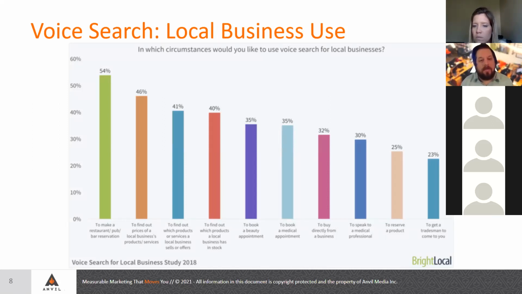Some of those top circumstances where somebody would use voice search to find a local business include making a reservation at a restaurant near them, finding the prices, availability, or even purchasing a product from a local business. Those are here around 46%, 41%, and 32% respectively. And then other ways people use their virtual assistants would be to book things like a beauty appointment, a medical appointment, or even to get a tradesman to come to their house for services.